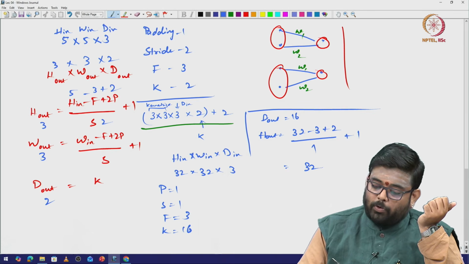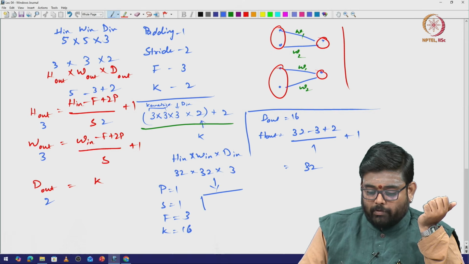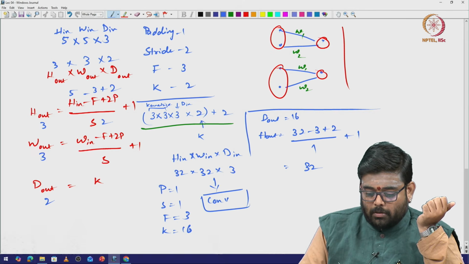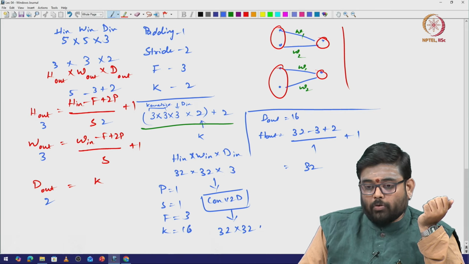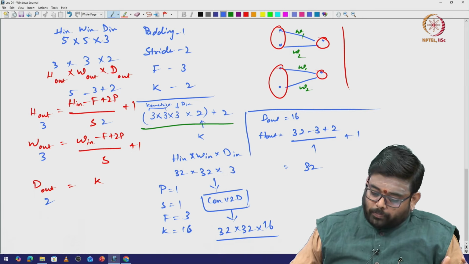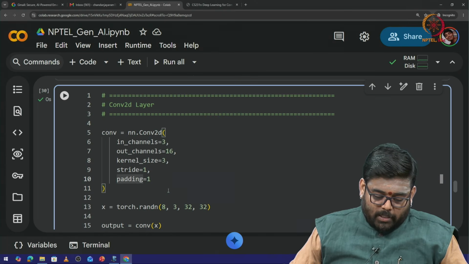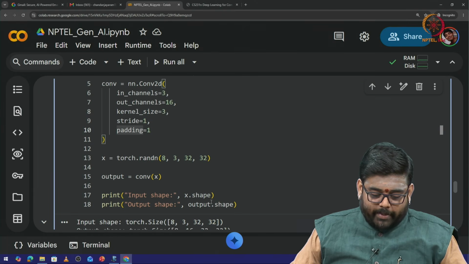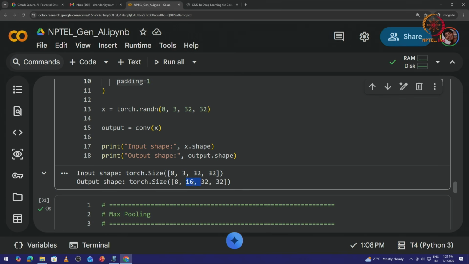Now the output will be, post the black box which is Conv2D, the output will be 32 cross 32 cross 16. Now once you perform this operation you can check the shapes. Each example will be converted, the 16 is the number of channels, 32 cross 32, and in a batch you had 8.